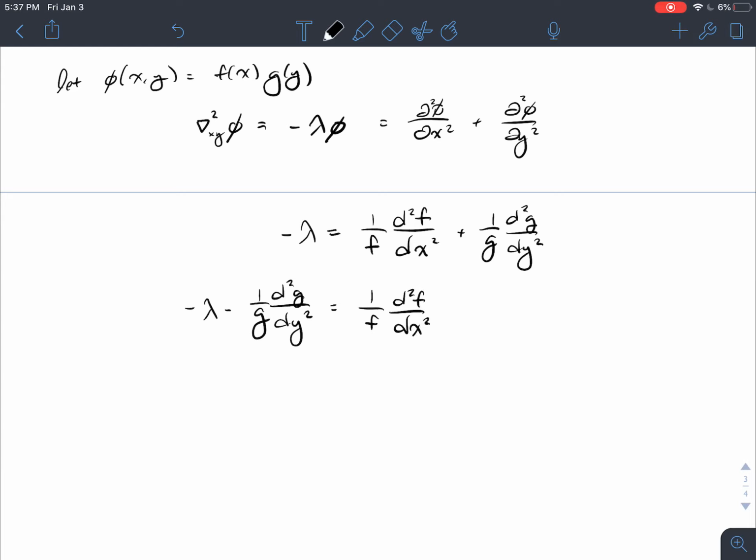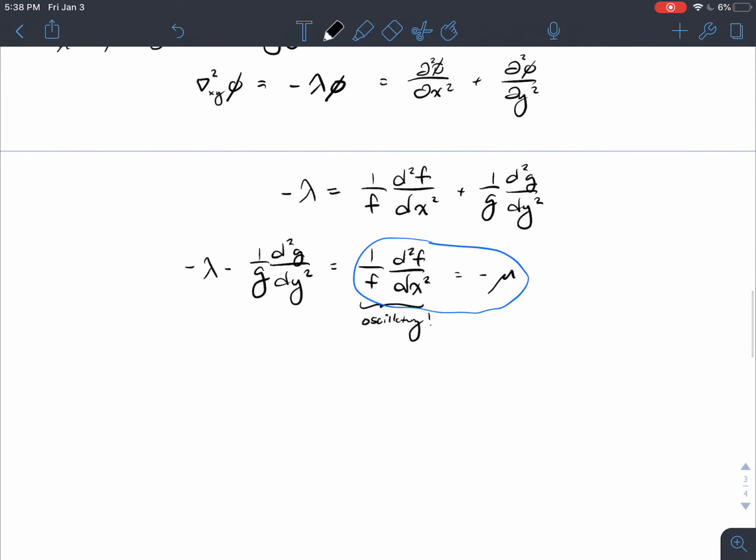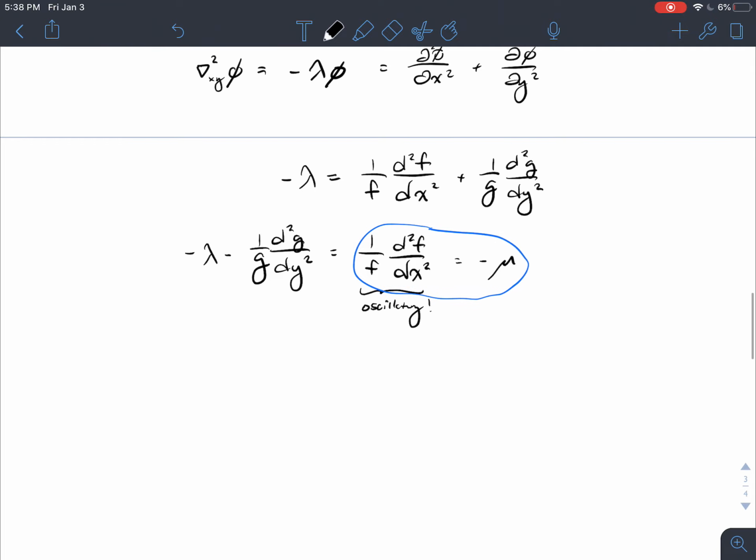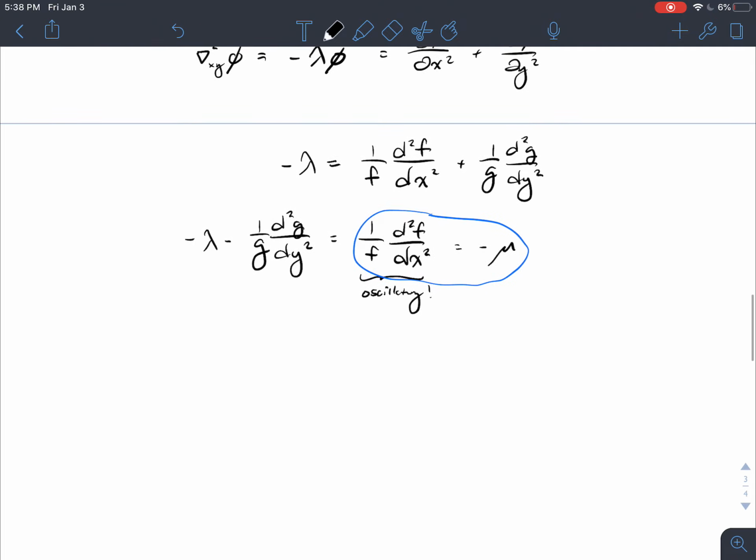Okay. Remember that we want oscillatory solutions. So for oscillatory solutions here, we have to have a negative separation constant here, right? Because in order for this stuff I'm circling in blue to have oscillatory solutions in F, we have to have imaginaries, correct? So consequently, we have satisfied the right-hand side of the equation. But have we satisfied the left-hand side of the equation?